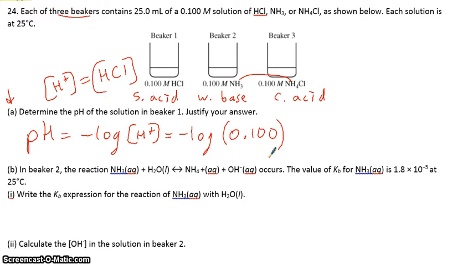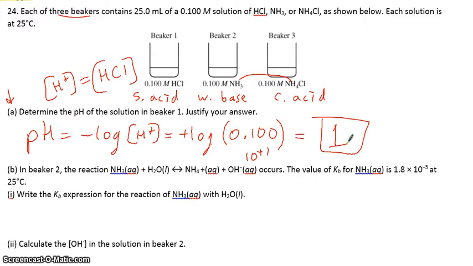You can actually do this without a calculator, as I showed you in the multiple choice question. Since this is 10 to the negative first, logging gives you negative 1. Get rid of that negative. Your answer is 1. pH does not have any units, so just leave it at 1. Make it look like 1 if you'd like.